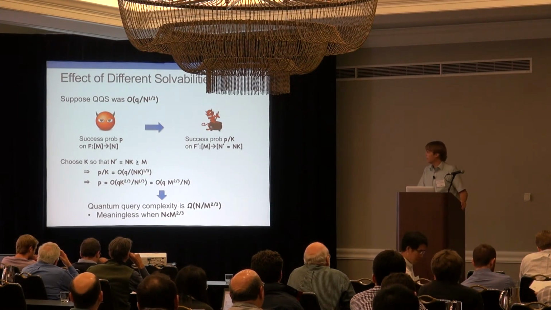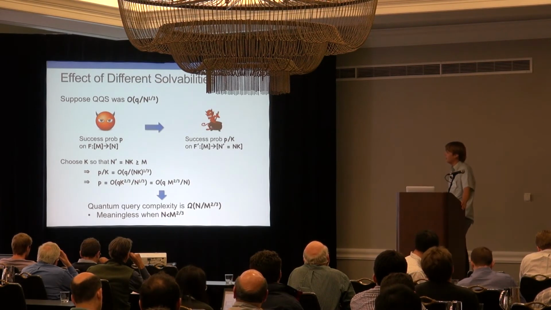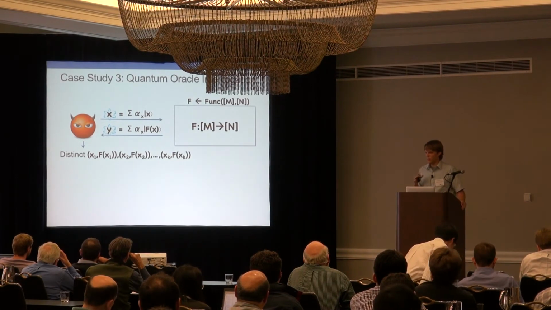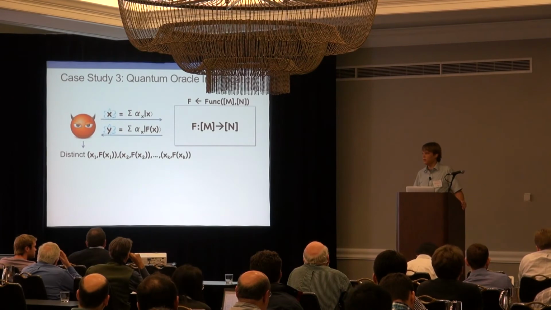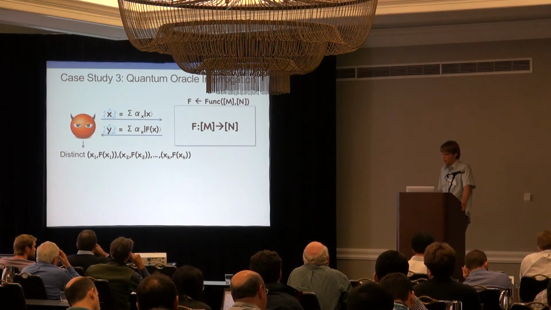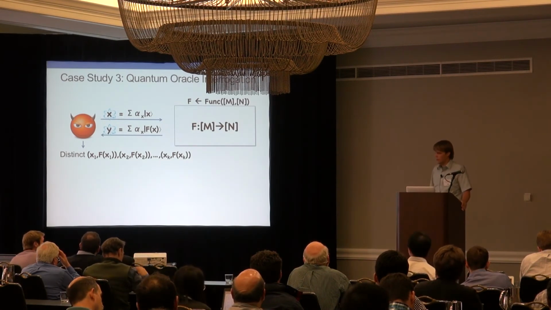All right, so that's it for the collision finding problem. Next, I want to talk about cases where it doesn't even really make sense to talk about the quantum query complexity. The following problem is one example of this, and it's what has been called quantum oracle interrogation.